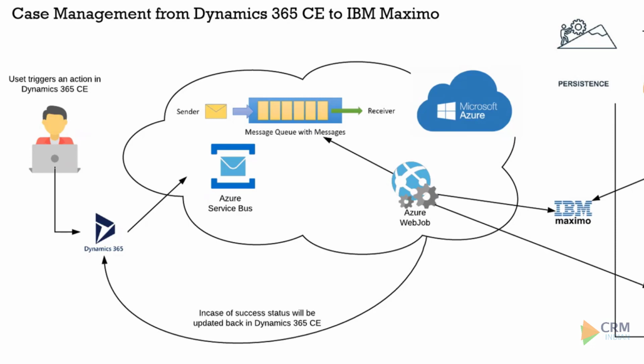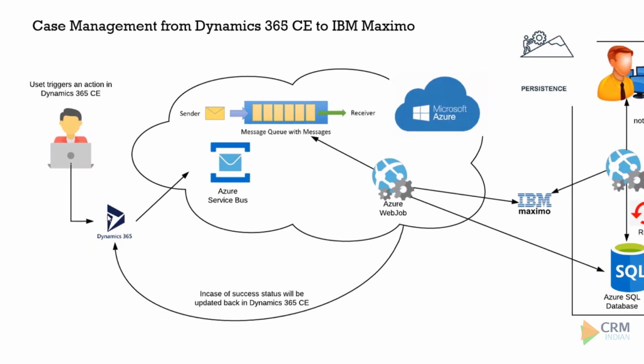Got it. Perfect. Also, once the record is created or updated in the IBM Maximo tool, we have a flag in Dynamics 365, and the flag is updated from the Azure web job, saying that this record is successfully migrated into the IBM Maximo tool. Makes sense. Perfect.